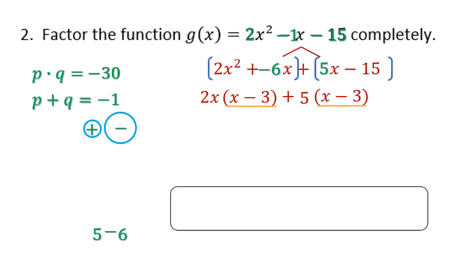It's going well if those are the same, and they are. So I only need that once, x minus 3. What goes in the other parentheses? Well, that's the stuff I pulled out. That's going to be a 2x plus 5.